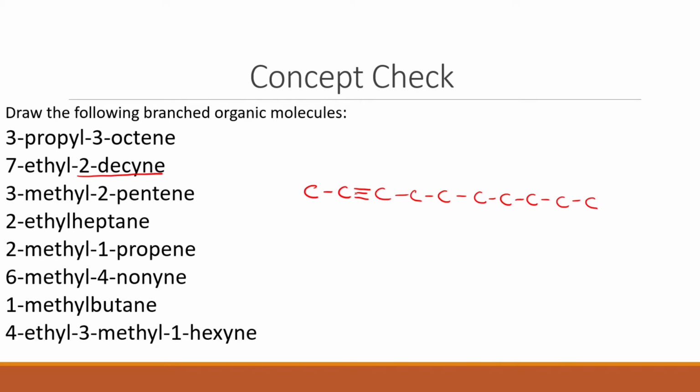But it's not just 2-decyne. It's 7-ethyl 2-decyne. And so I need to put a branch of 2 carbons on the 7th carbon. So I'm going to count. First, second, third, fourth, fifth, sixth, 7th carbon. And I'm going to put a branch of 2 carbons coming off of there. Then I'm going to go back and fill in all of my hydrogens to correctly draw 7-ethyl 2-decyne.